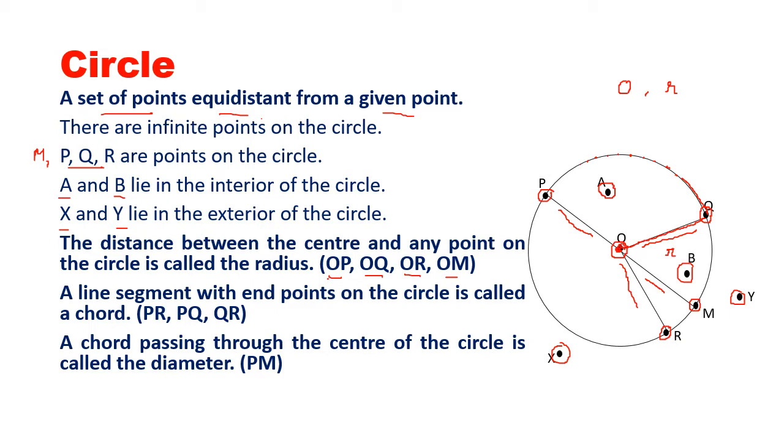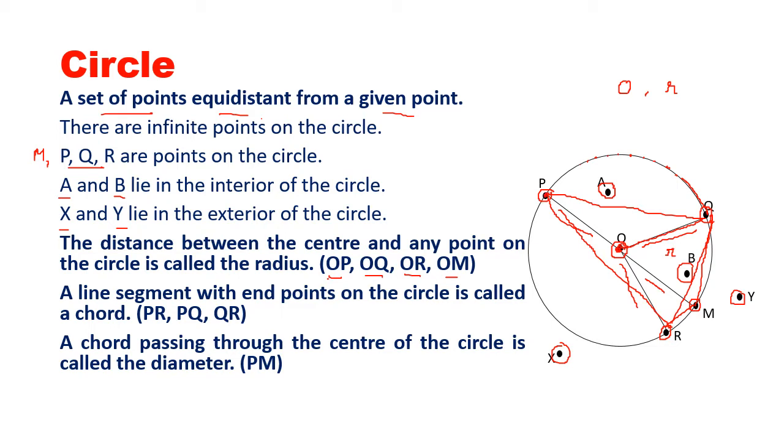A line segment with endpoints on the circle is called a chord. You have done this before. So if you connect P and Q, then PQ is a chord, PR is a chord, QR is a chord, RM is a chord, MQ is a chord. These all are chords. So what is a chord? A chord is a line segment. Look at PQ. A chord is the line segment whose endpoints lie on the circle.